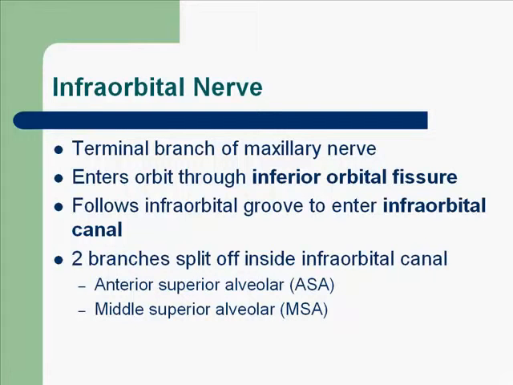So let's talk about the infraorbital nerve, which is an afferent nerve. It's also known as the IO. It's a terminal branch of the maxillary nerve. It enters the orbit through the inferior orbital fissure. It follows the infraorbital groove to enter the infraorbital canal. It has two branches that split off inside the infraorbital canal: the ASA, anterior superior alveolar, and the MSA, middle superior alveolar. If you give an IO, an infraorbital nerve block injection, you would also be anesthetizing the ASA and the MSA.